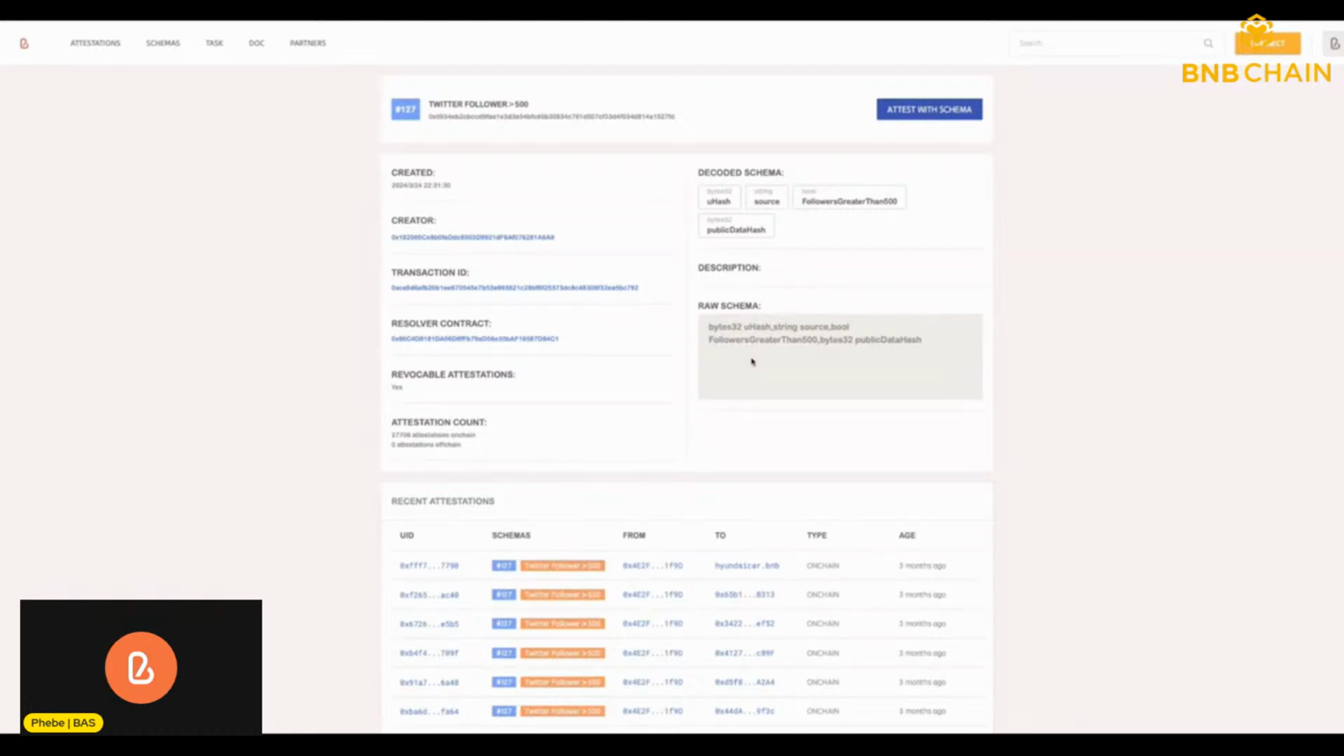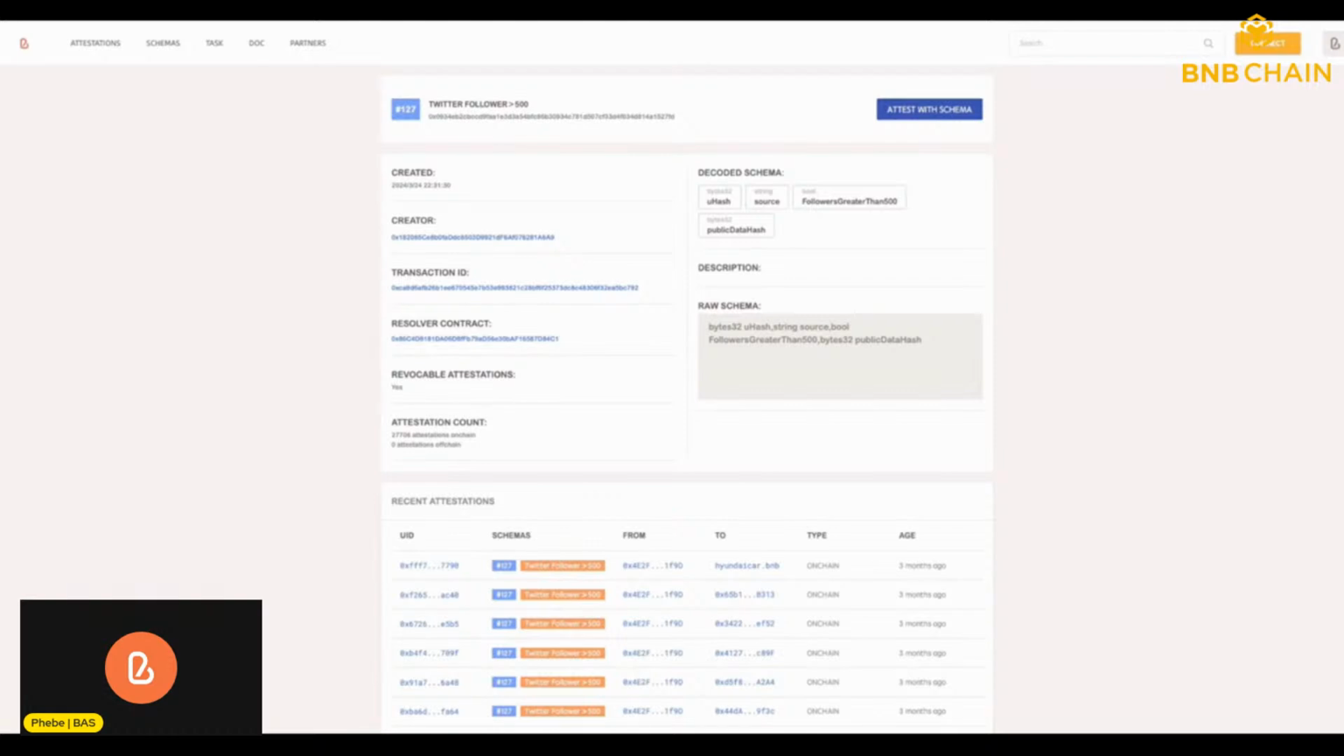An attestation is an instance of this data structure. But wait, I don't know if you've realized a problem here. Anyone can submit an attestation for this schema. How do we determine whether the attestation is valid? This is where the resolver comes into play.